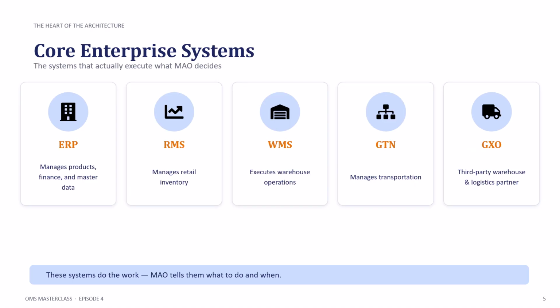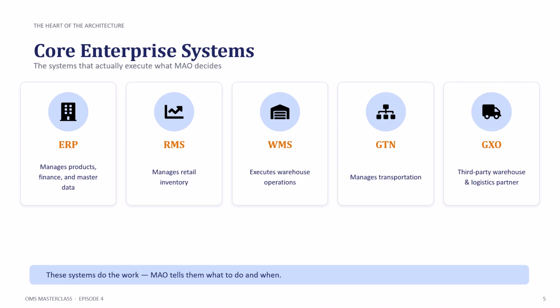So, now let's talk about the systems that actually work behind MAO. One common misconception is that MAO does everything, but that's actually not how it works. MAO is kinda like the brain. It makes the business decisions, but it relies on different enterprise systems to get the job done. Let's quickly look at them.